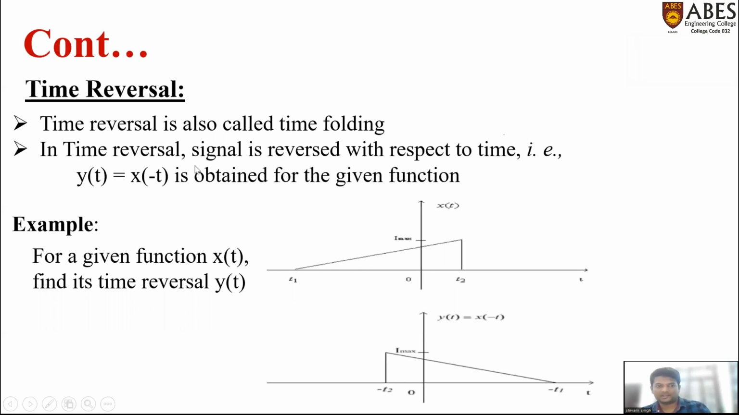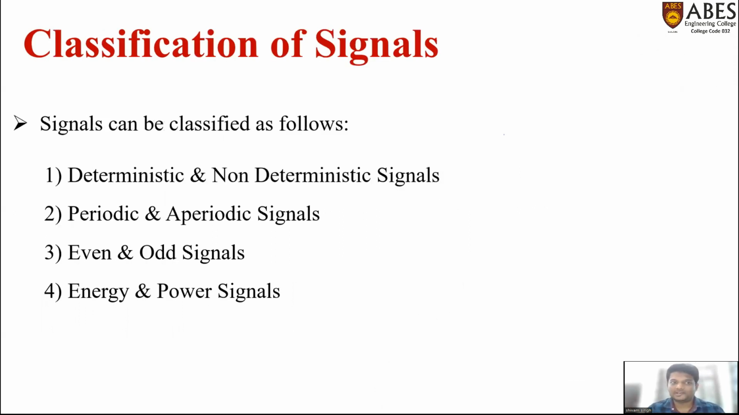Now time reversal property. So time reversal says if the original signal x of t is given, and if you want to get x of minus t, then you can take the mirror image. See here, mirror image. Here the original signal x of t is given, and if you want to find out x of minus t, then you can take the mirror image of this original signal. See, the second graph is the graph of x of minus t. So in this way, you can apply the time reversal property in most of the problems where it is required to solve. Now classification of signals.